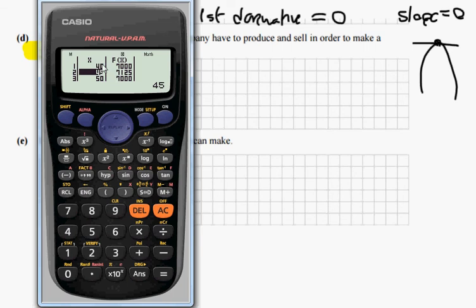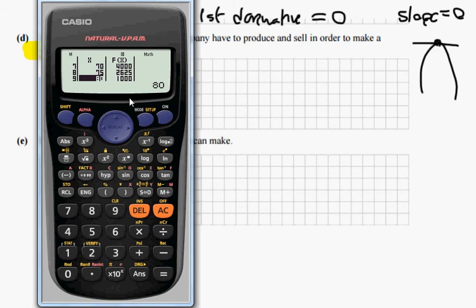Look at that. Look there, lads. Do you see it? It reaches a maximum of 1,725, and then it dips back down again, doesn't it? So how many items do you make for a maximum profit? 45 items will give you a maximum profit. Anything after that, and you're starting to lose money.